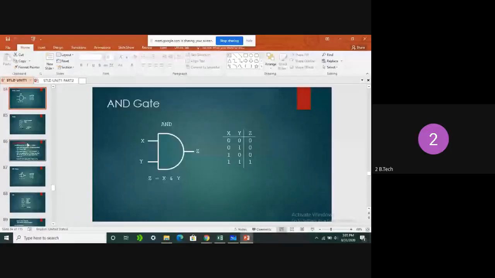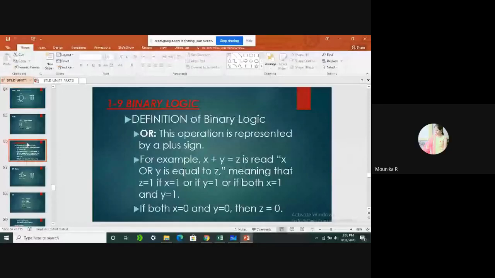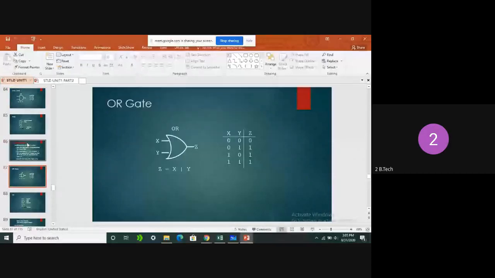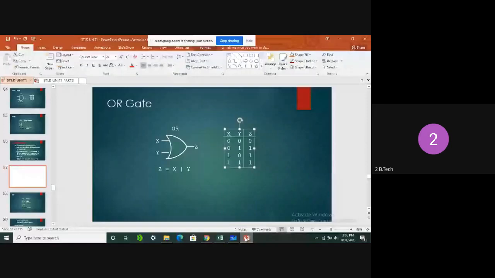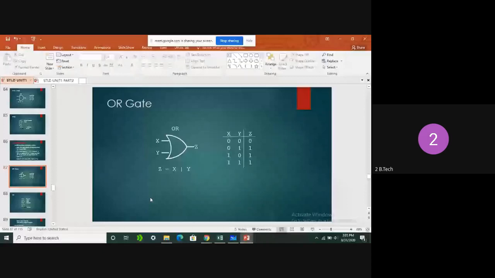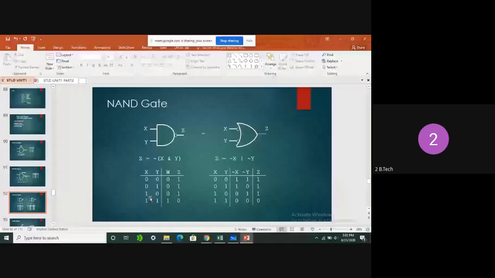Hope that you are clear. See here, finally what we can conclude is that NAND gate is bubbled OR. You can observe clearly, both Z of NAND gate and Z of bubbled OR gate are the same. Clear? Okay, this is the way.